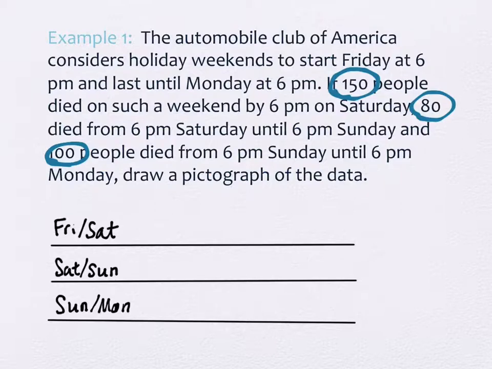So we're going to use, for fun, a heart. Because we love these people that died, right? Even though they died, they're still loved, right? Okay, so my heart is going to represent 20 people. So let's go with the 150 first. How many whole hearts am I going to draw to represent my 150 people? 7. So draw yourself 7 hearts.